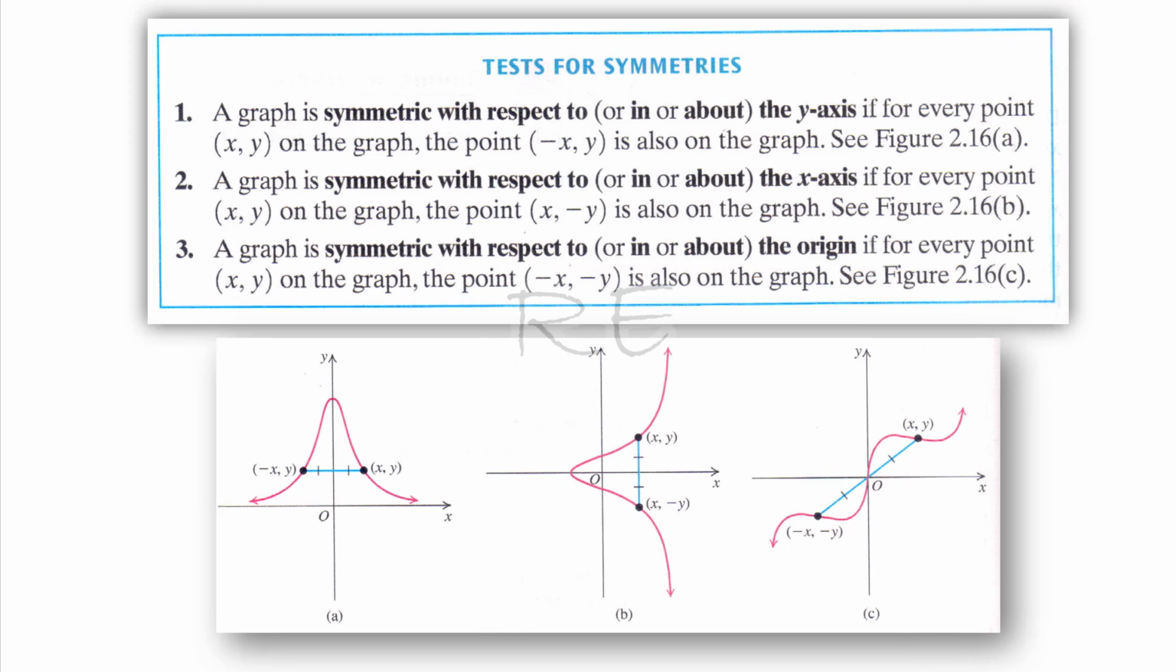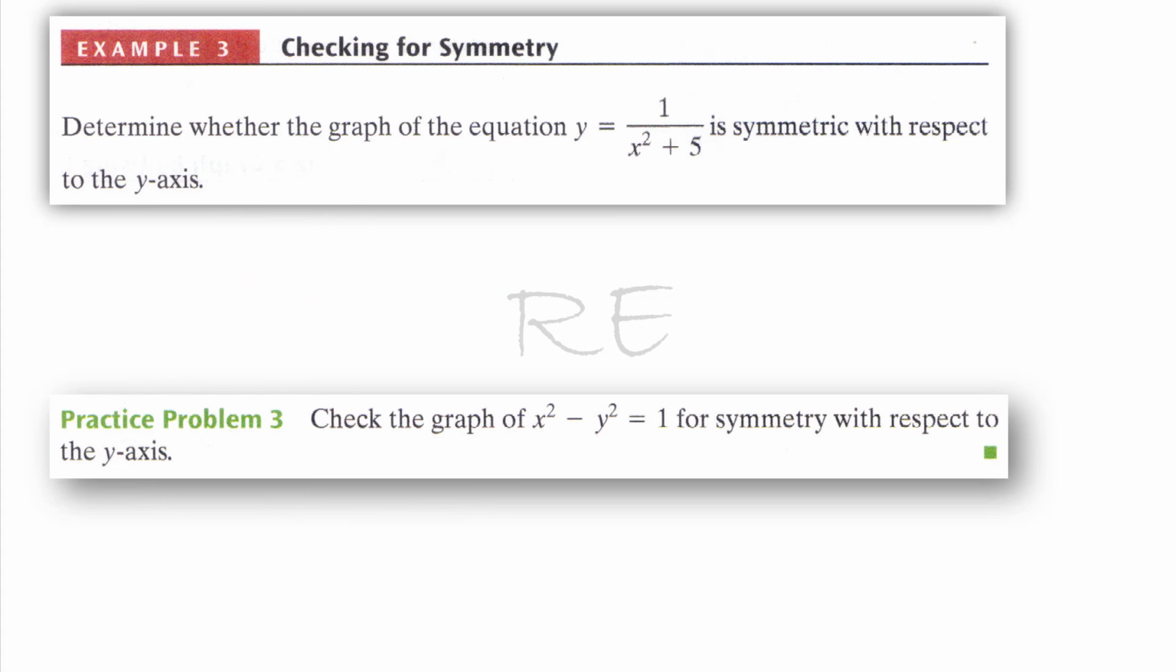Students should study the three main tests for symmetries: symmetry with respect to the y-axis, symmetry with respect to the x-axis, and symmetry with respect to the origin. For symmetry with respect to the y-axis, if (x, y) belongs to the graph, then (negative x, y) also belongs to the graph. Therefore, we are going to replace x by negative x in the function and see if it stays unchanged.